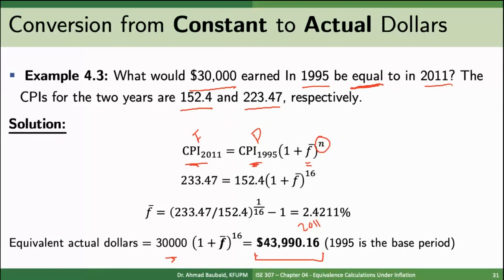And notice here that by default, we assume that 1995 is the base period. So this 30,000 in 1995 is our base period that we're using for the sake of comparison. If you're given two years, take the first one to be the base period and do your computations based on that, generally speaking, unless the question hints or tells you to do something else. Okay.